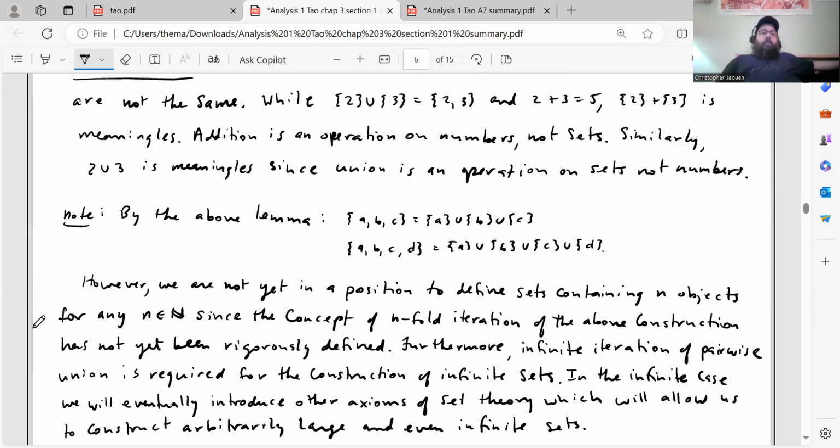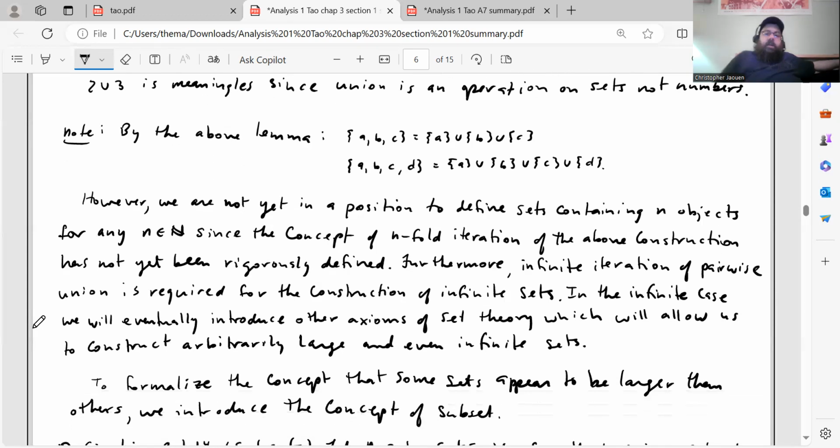Okay, here's a note by the lemma. The triple set, I guess you could call it, containing A, B, and C is equal to the triple union of the singleton sets containing A, B, and C. And same thing for the set containing 4 elements and so on. Those two things follow from the above lemma. However, we're not yet in a position to define sets containing n objects for any natural number n, since the concept of n-fold iteration of the above construction has not yet been rigorously defined, but we will do that later. Furthermore, infinite iteration of pairwise union is required for the construction of infinite sets.